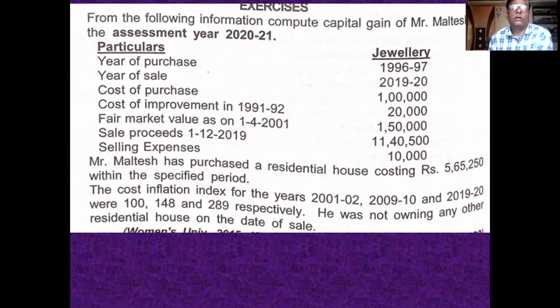Okay, today I would like to give certain clues for calculating the capital gains. From the given problem, first you search the full value of consideration. Full value of consideration means sale value of asset. First point, you search from the problem, full value of consideration means sale value.